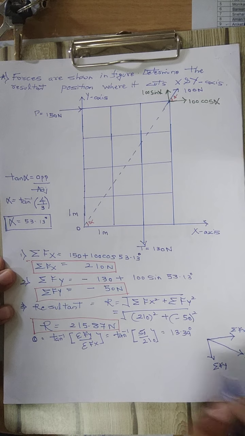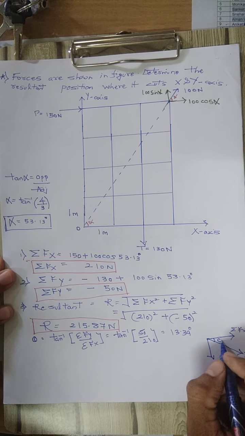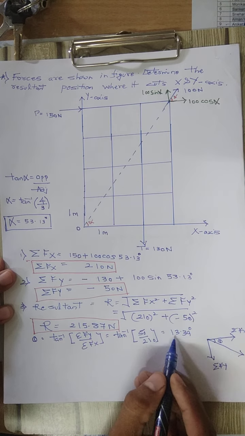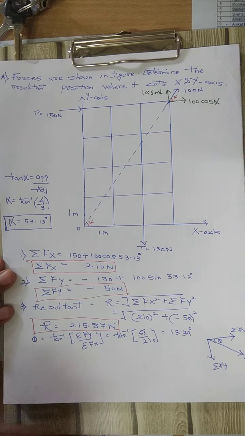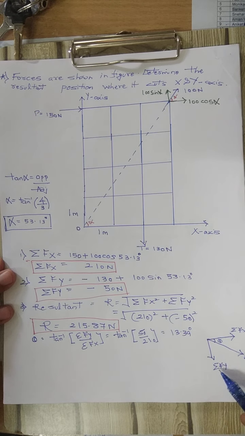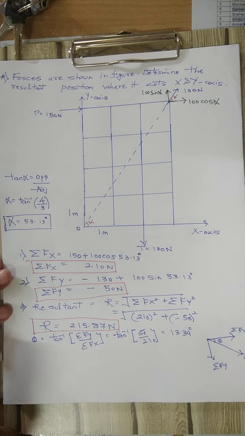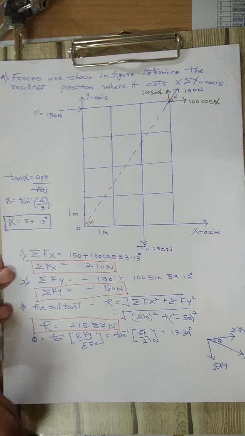This is the result, and the angle made by the resultant we have calculated as theta equals 13.39. In this way, this resultant is acting in the fourth quadrant. Okay? Fx is positive and Fy is negative, and the angle made by the resultant, theta, is 13.39. Next thing, most important, is we have to find out the x and y components.